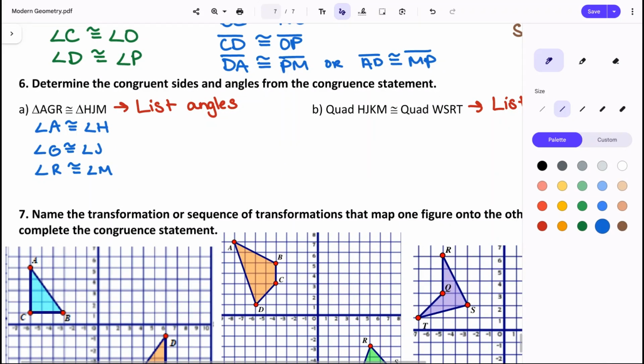Keegan. Line segment HJ was congruent to line segment WS. Okay. Line segment JK was congruent to line segment SR. Good. Line segment KM was congruent to line segment RT. Good. Line segment MH was congruent to line segment TM or TW. Looks good to me. Awesome. We understand how to do that, guys?